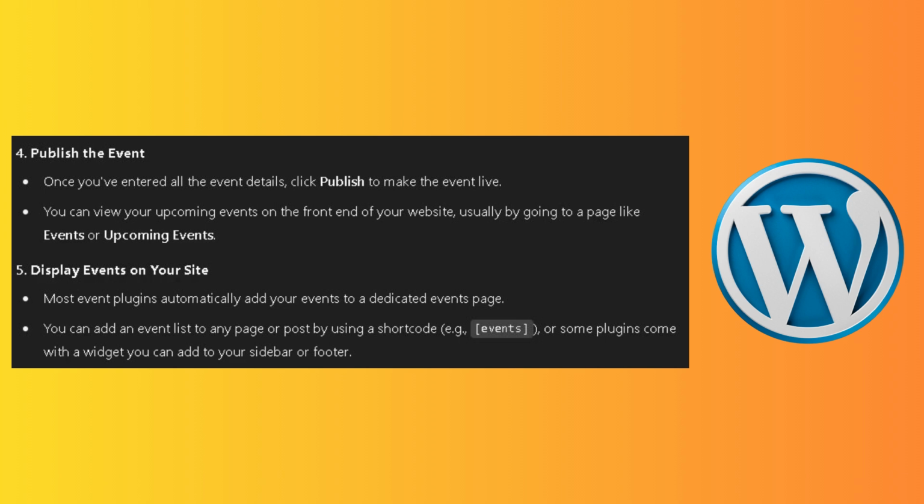Publish the event. Once you've entered all the event details, click Publish to make the event live on your website. You can view your upcoming events on the front end of your website, usually by going to a page like Events or Upcoming Events.